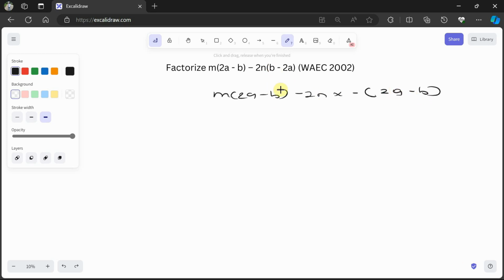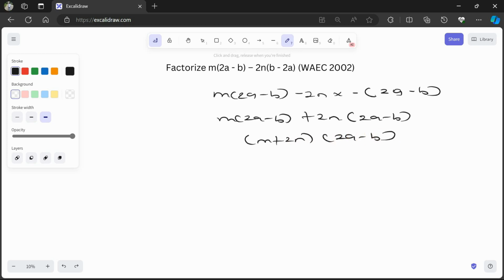So what you just do, I just factor out minus to change the signs. If you factor out minus, you're good to go. So this will be m open brackets 2a minus b minus 2n times minus, that will give you plus 2n open brackets 2a minus b. So you're good to go. Now your answer is just m plus 2n open brackets 2a minus b.